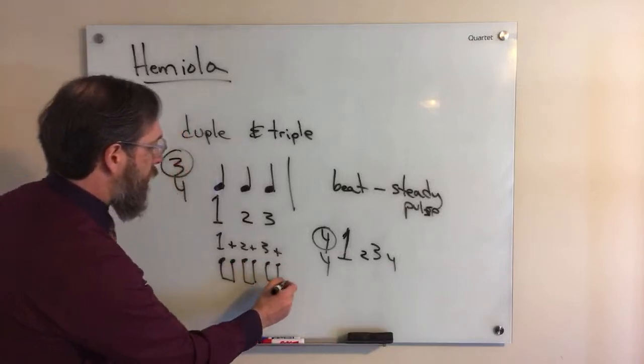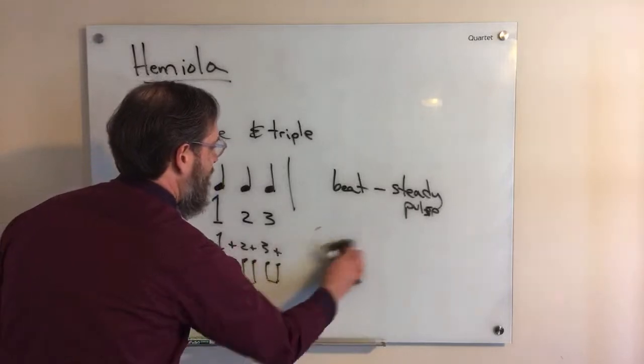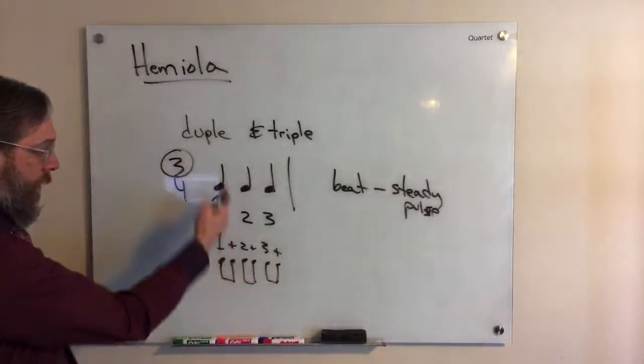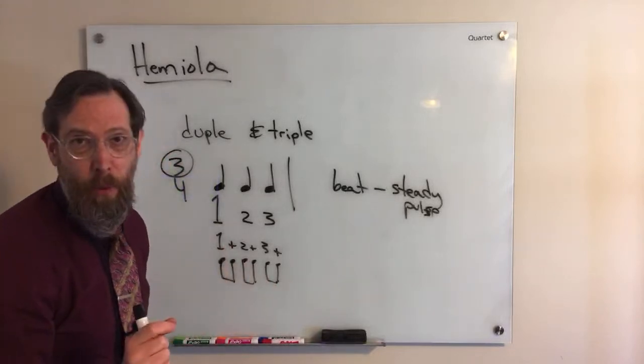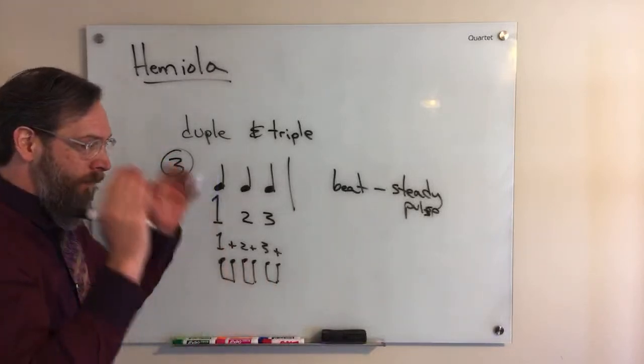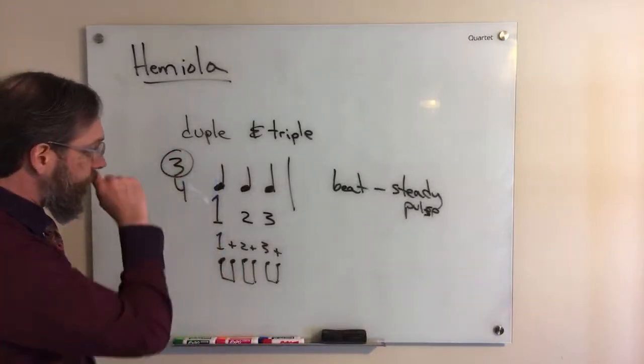And you'll notice that I beam them in groups of 2 so that it's clear where the beat is. The beat is every 2 of these eighth notes. This is why beaming is important. It allows the performer to visually see where the beat is, and that's critical.